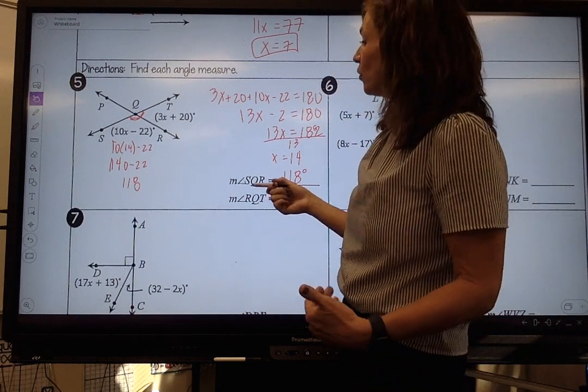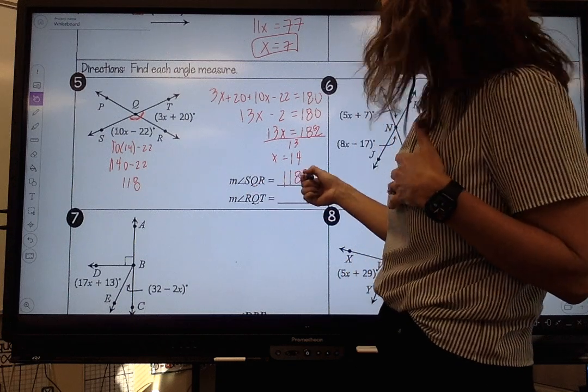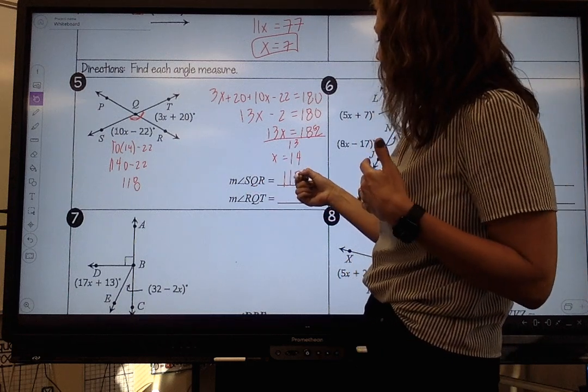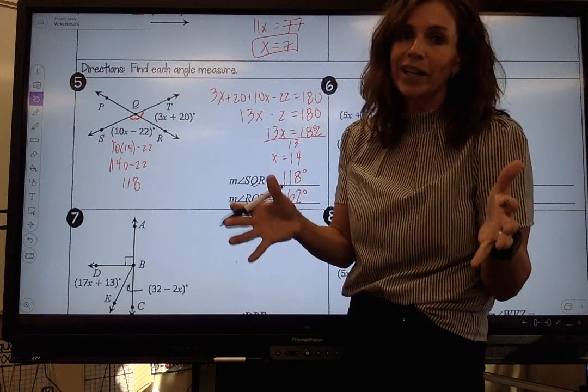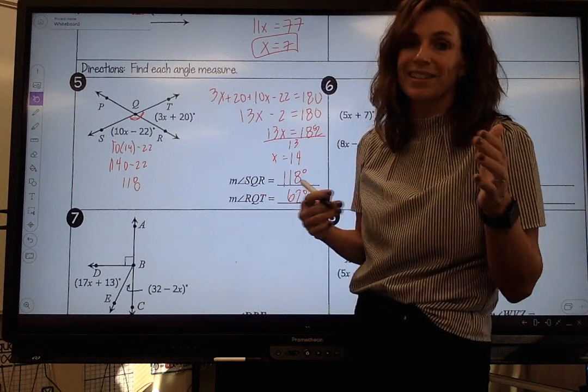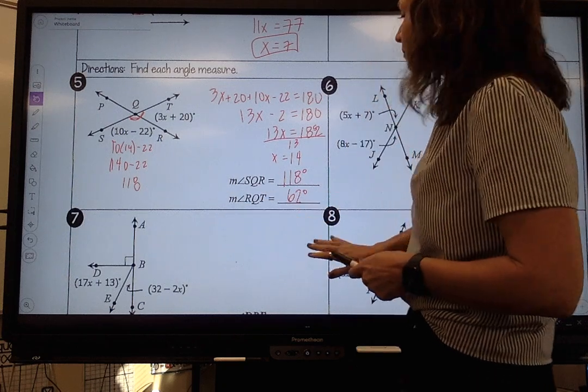Now, I know that they're both equal to 180, so I don't even have to go back and plug it in. I just know that 180 minus 118 is 62 degrees. And of course, check your answer. I know I'm going up here pretty fast, so I can make mistakes. But make sure you're checking your answer.